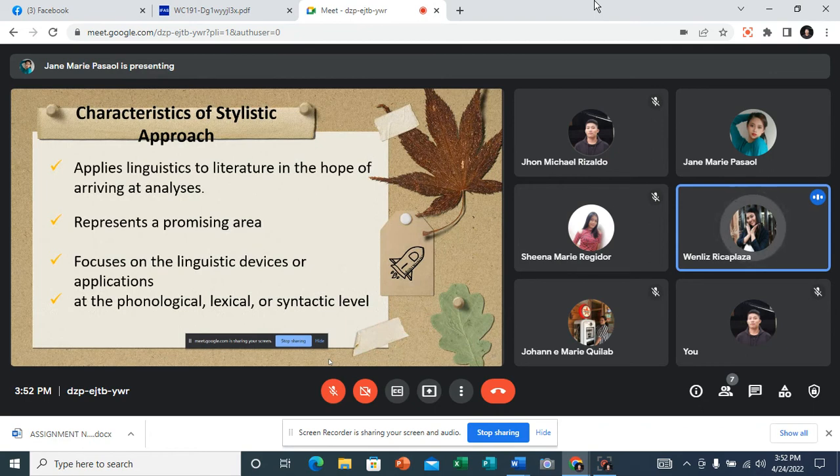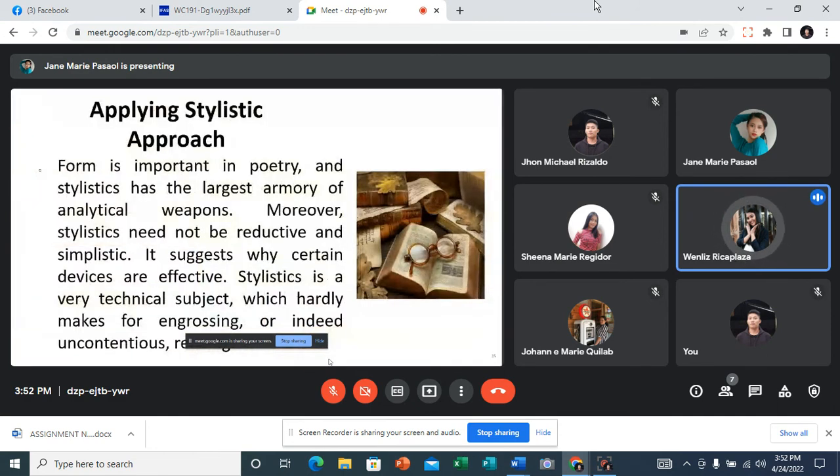Let's have here the characteristics of stylistic approach. So for the first one, it applies linguistics to literature in the hope of arriving at analysis which are more broadly based, rigorous, and objective. Second, it represents a promising area not only because stylistic analysis involves both fields, but because such an analysis makes possible a more complex approach to literature. Third, focuses on the linguistic devices or applications at the phonological, lexical, or syntactic level, whichever proves to be meaningful in any kind of literary interpretation. Next slide, please.